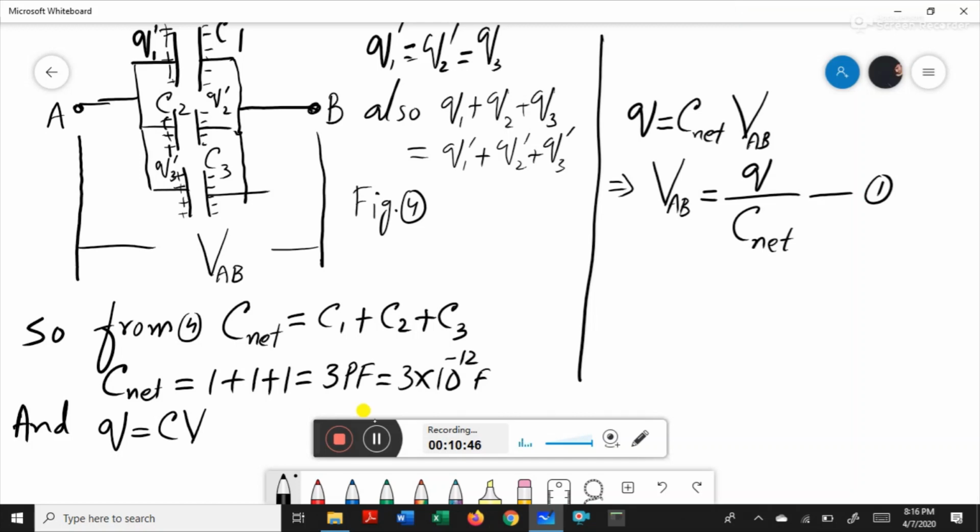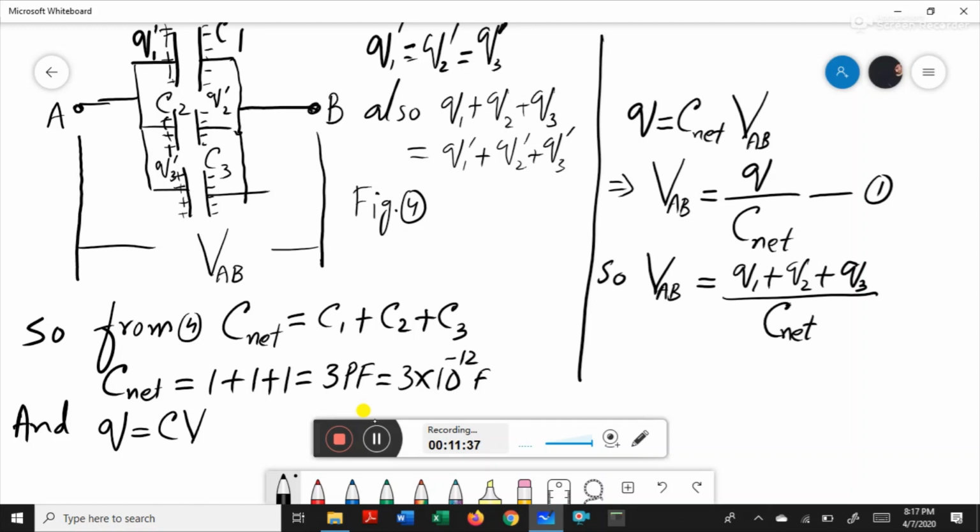जिसमें C net तो हमें पता चल गया है कि 3 into 10 to the power minus 12 farad, but we don't know Q. और जैसा कि मैंने यहाँ show किया कि Q1 dash, Q2 dash and Q3 dash, चूँकि हमें VAB पता नहीं है, लिहाजा we cannot find Q1 dash, Q2 dash and Q3 dash. But according to the conservation of charge, Q1 plus Q2 plus Q3 is equal to Q1 dash plus Q2 dash plus Q3 dash. So VAB will become Q1 plus Q2 plus Q3 divided by C net.